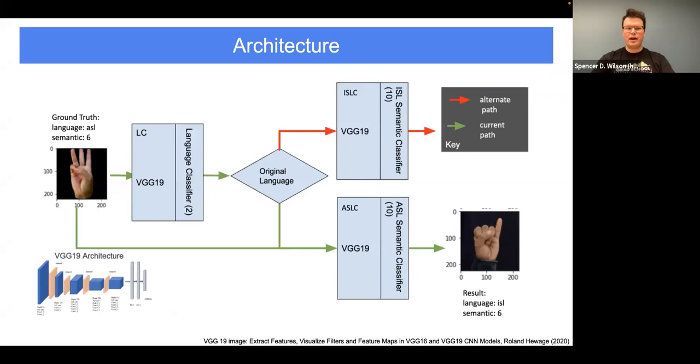Let's take a look at our architecture. If I give you an ASL sign for 6, if I give it to the machine, it goes to the language classifier and it performs fancy math and says, oh, that's definitely American Sign Language. Because it is, it's going to pass that same image across the bottom to the ASL semantic classifier, and it's going to say, hey, what's the number for this? Oh, this is a 6. Great. It then considers, we were in ASL 6, I now need ISL 6, and it'll give me the number for 6 in ISL.